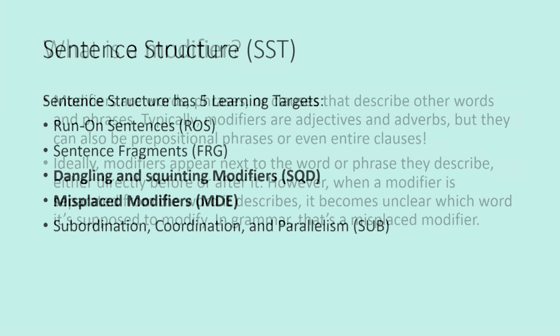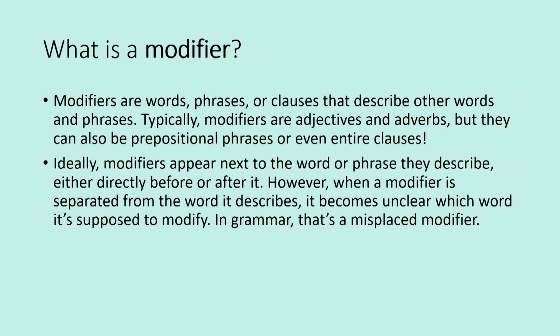So what is a modifier? Modifiers are words, phrases, or clauses that describe other words and phrases. Typically, modifiers are adjectives and adverbs, but they can also be prepositional phrases or even entire clauses. Ideally, a modifier appears next to the word or phrase that it describes, either directly before it or directly after it. However, when a modifier is separated from the word it describes, it can become unclear which word it is supposed to modify. In grammar, that is a misplaced modifier.